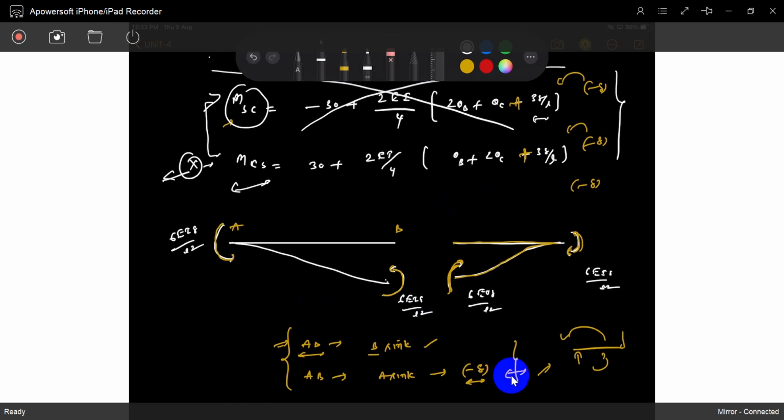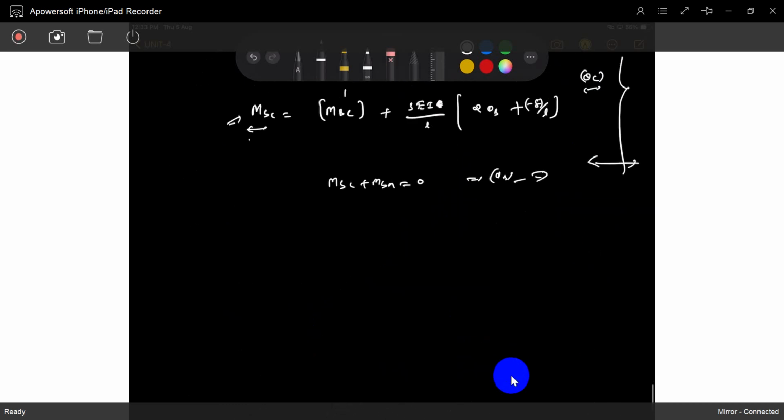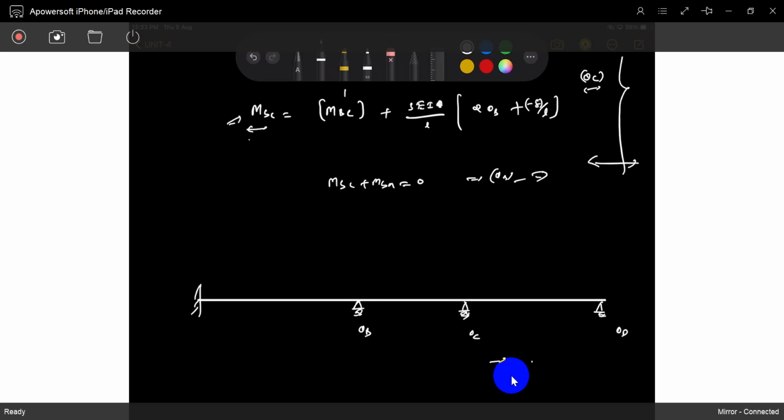You can do this type of problems with any number of supports. So theta B, theta C, theta D: it's 3 unknowns, 3 equations. You can solve it. If you increase the number of supports, it goes on. 3 equations, 3 unknowns. 4 equations, 4 unknowns. That's it. 4 equations, 4 unknowns, we can't solve manually, so it requires some algorithm.